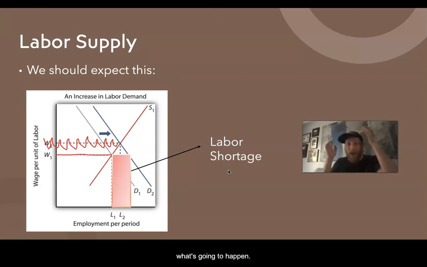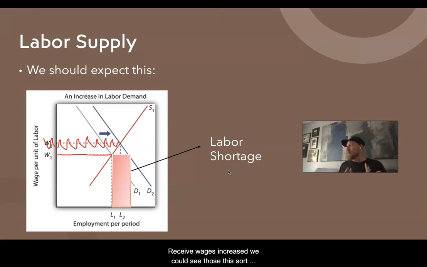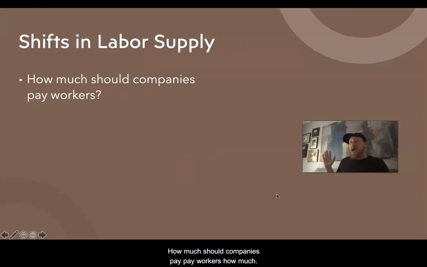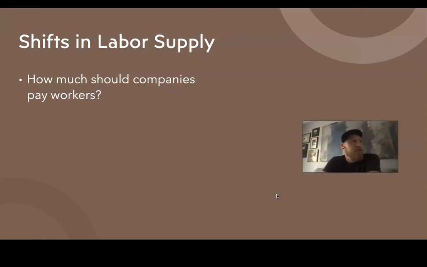Now, my question to you is, what's going to happen? Do you think we see wages increase? Because if we see wages increase, we could see this shortage be filled by workers. But why are we not seeing wages increase? Well, I think I may have an answer for that too. The question is, how much should companies pay workers? How much should companies pay laborers?